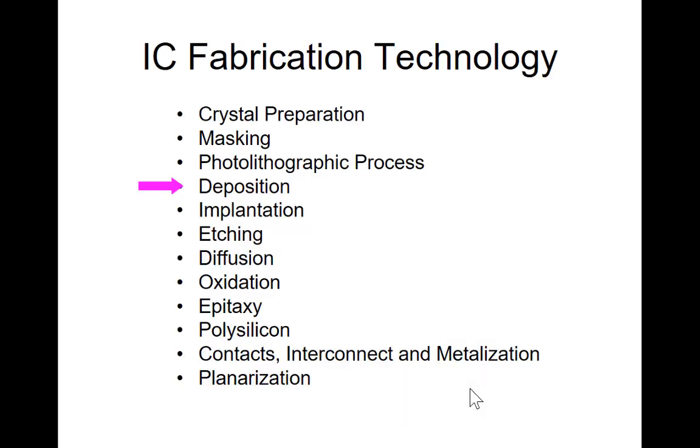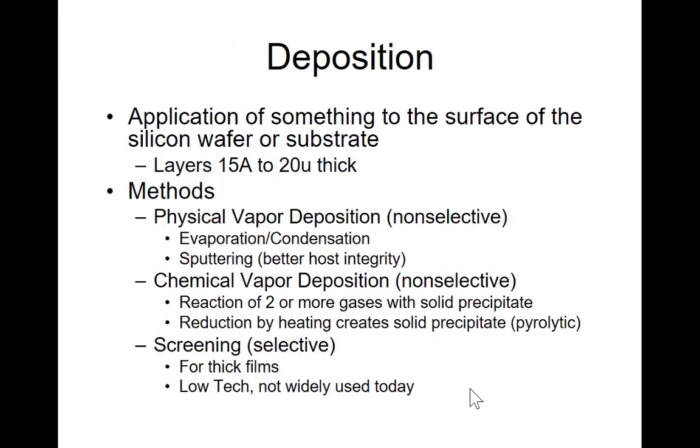Okay, so then the deposition. Deposition is a step that you use to put another layer of material on the wafer, and then you can have physical deposition, chemical deposition, and then screening. And physical deposition, you can have again different methods here. Evaporation and condensation is easy to understand. Sputtering is, well, at least for me, I had difficulty understanding sputtering until I saw the machine.